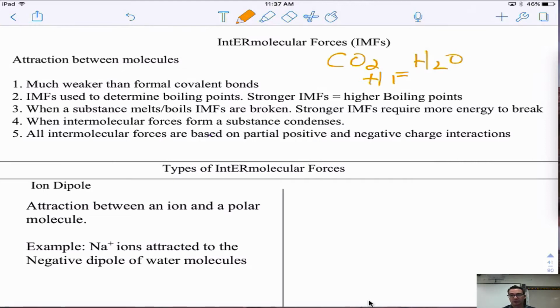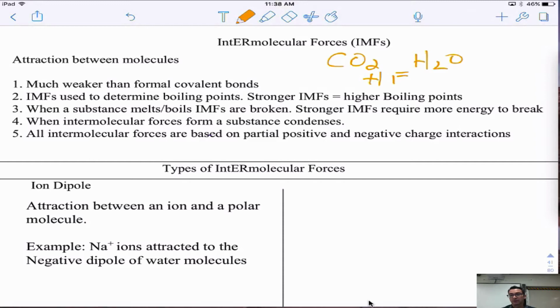Now, intermolecular forces are much weaker than you find in a covalent bond. You have two covalently bonded atoms, like H bonded to F. That's called intramolecular. It is a strong covalent bond. These intermolecular bonds, or forces, are much weaker. What they really determine, and the main thing that you need to be aware of, is the boiling points and melting points. And the general rule is, the stronger the forces of attraction, those IMFs, the higher the boiling point is going to be.